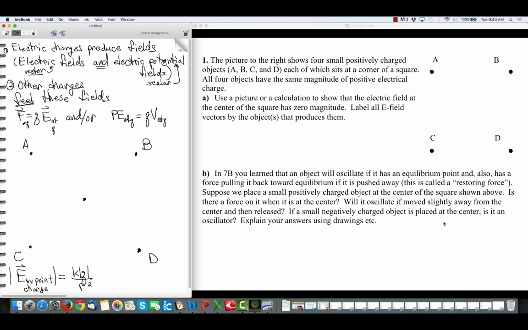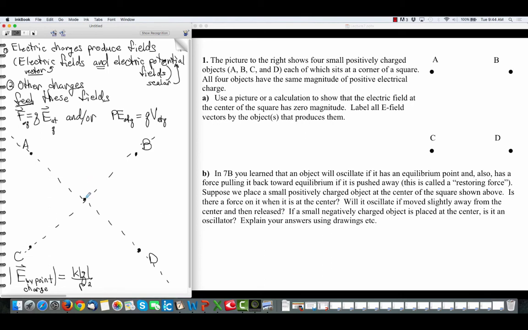As I say, whether it's an oscillator or not is not as important as your discussion on why you answered what you answered. So think about a charge that's been... I'm going to draw these diagonals in because to me there's two directions that make sense here.